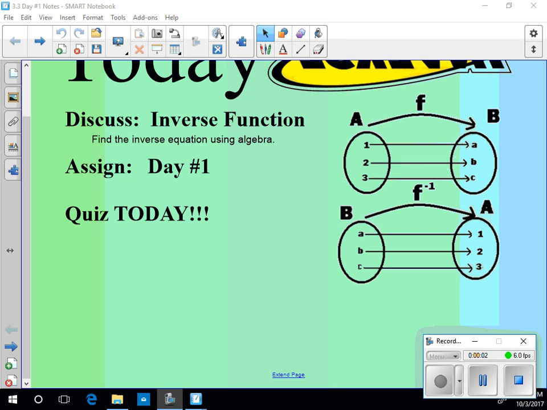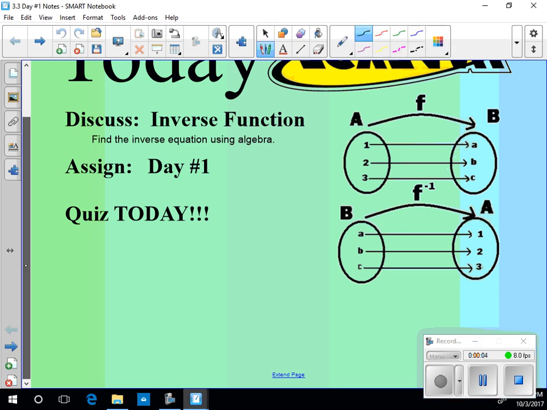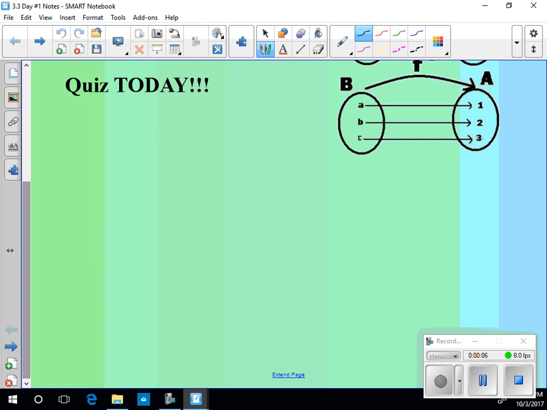Inverses, 3.3, example number 3. These two are not inverses. Let's not be fooled. Y equals 1 over x and y equals x over 1 are not inverses. No, not true. Okay, not true. Fail.